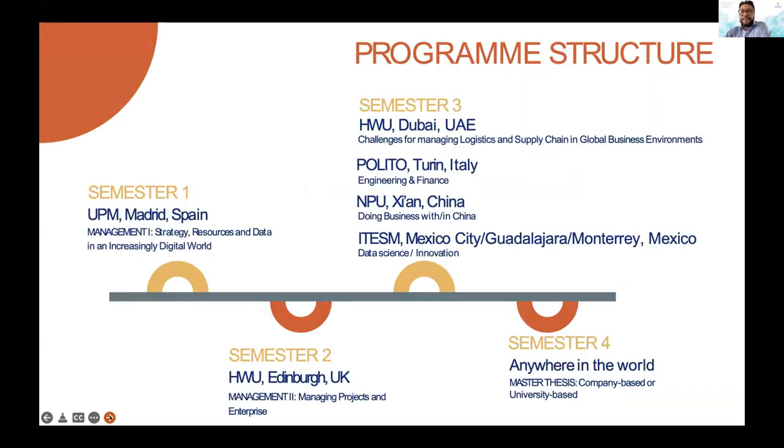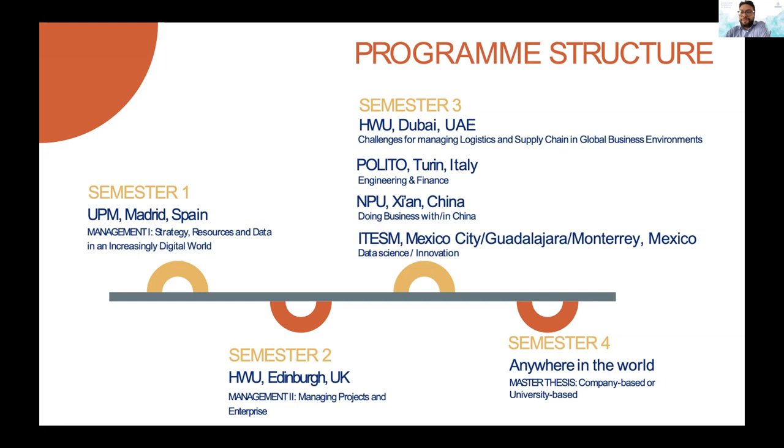Currently, we are five universities in the consortium. We have the Universidad Politécnica de Madrid, which I'm representing today. Also, we have Politecnico di Torino, where Paolo currently works. We have Heriot-Watt University with two campuses, one in Edinburgh and one in Dubai, in the Arab Emirates. We also have the Northwestern Polytechnical University in China, located in Xi'an, the previous capital of China. And we also have Monterrey Tech in Mexico, participating with three campuses in Mexico City, Guadalajara, and Monterrey.